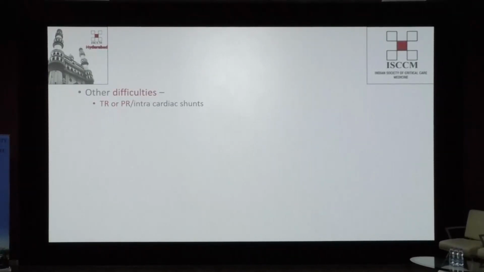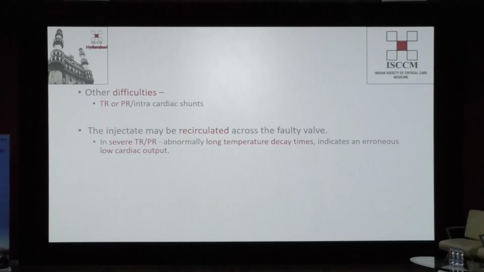So what are the various other difficulties we generally face while using thermodilution curves? It might be tricuspid regurgitation, or pulmonary regurgitation, or intracardiac shunts. Whenever there is a structural heart disease, make sure that your thermodilution curves or your cardiac output monitors are not perfectly accurate. So what happens if there is a tricuspid regurgitation or a pulmonary regurgitation? The amount of saline or the dye which you are giving on the right side of the heart will get diluted. More blood comes to the right side of the heart, so it will get diluted, and it will take a long temperature decay time. That means the temperature curve on the x-axis will be prolonged, and it indicates an erroneously low cardiac output. Clear?